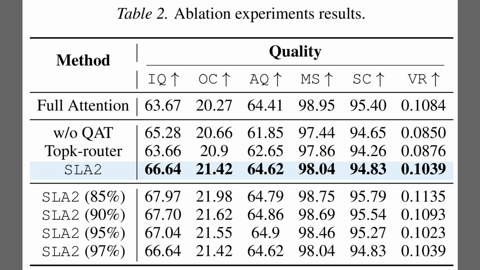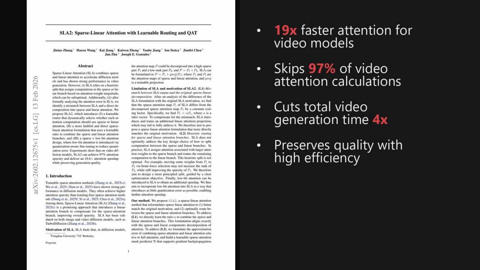Wrapping up, SLA2 proves that we can accelerate video diffusion models by over 18 times just by routing attention more intelligently. The combination of a learnable router and quantization-aware training allows for 97% sparsity without degrading the final video quality.